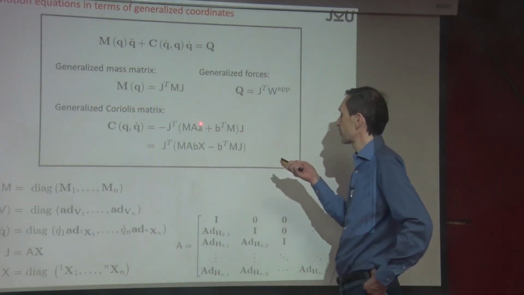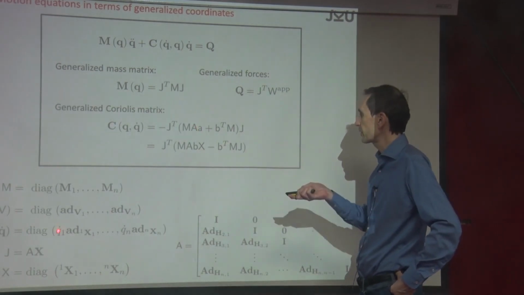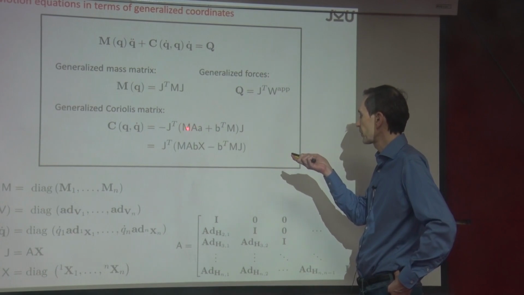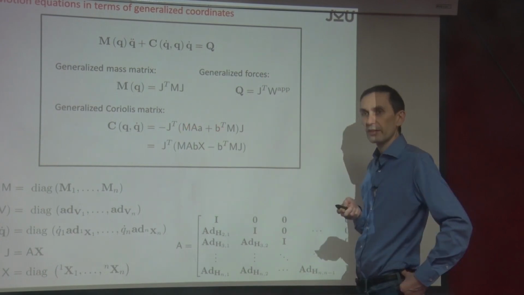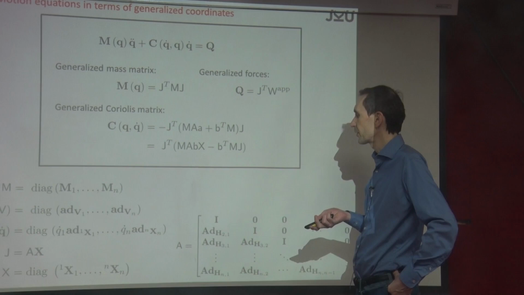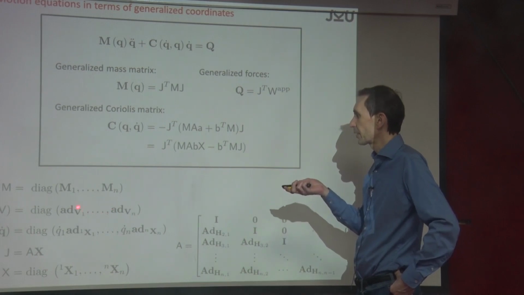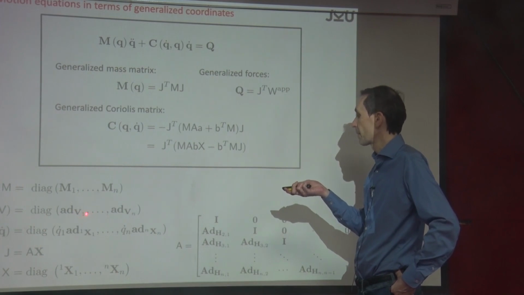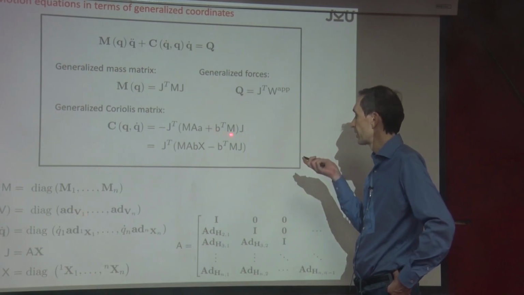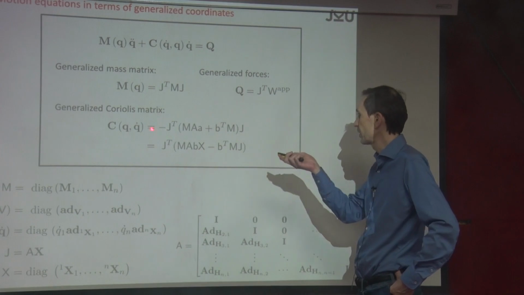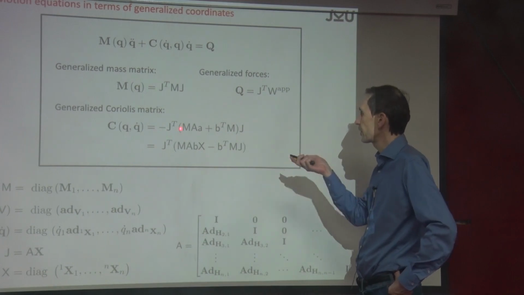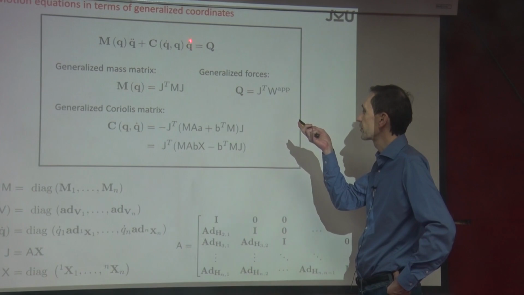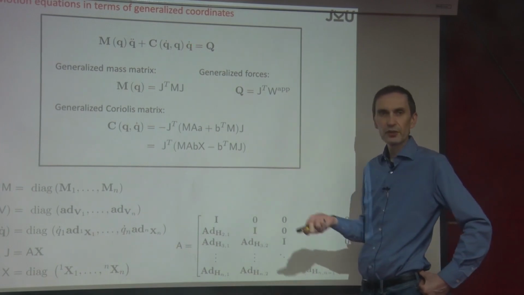So what I was saying is that A depends linearly on Q dot. The rest does not depend on Q dot. B also depends linearly on Q dot, because it depends on V, and V depends linearly on Q dot. So C depends linearly on Q dot, and if you multiply this with Q dot, the whole thing is quadratic in Q dot.